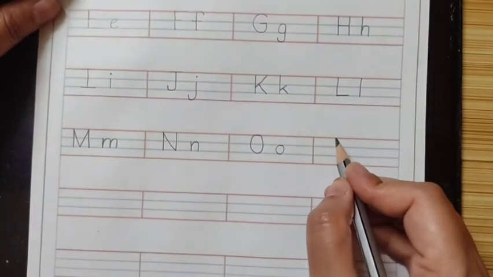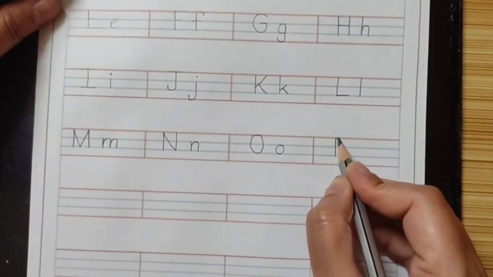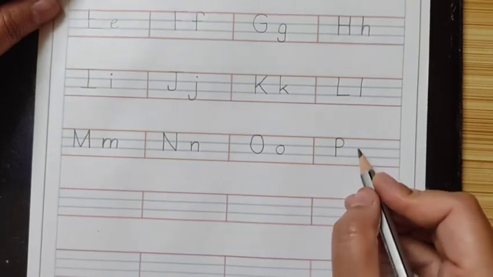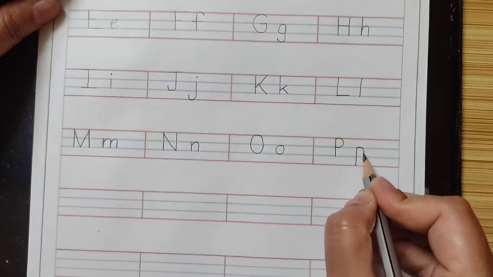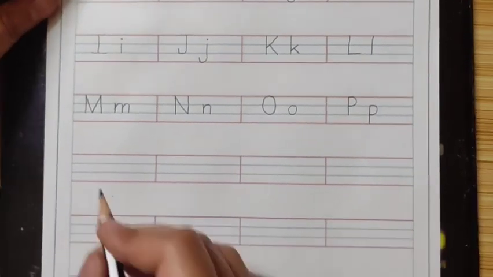For capital P, make a standing line, go up, make a curve. For small p, make a standing line, go up, make a curve. Now we'll write alphabet Q.